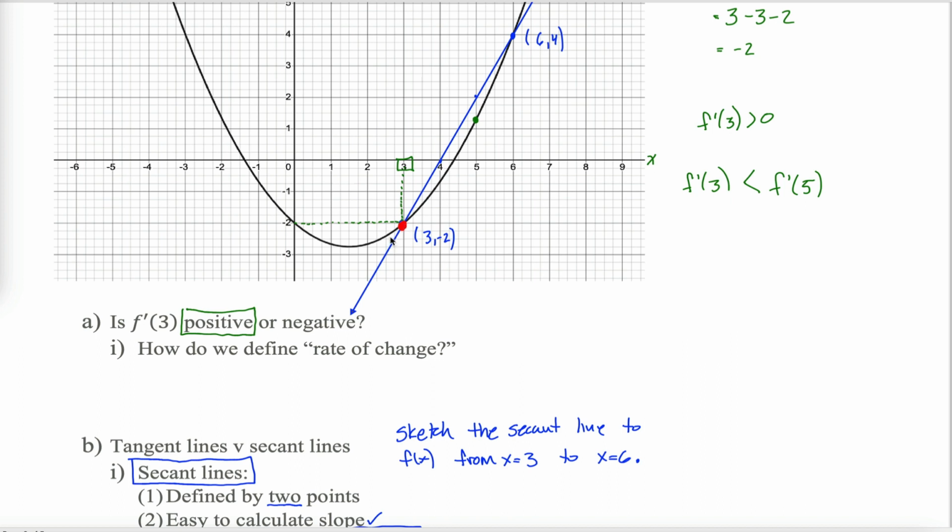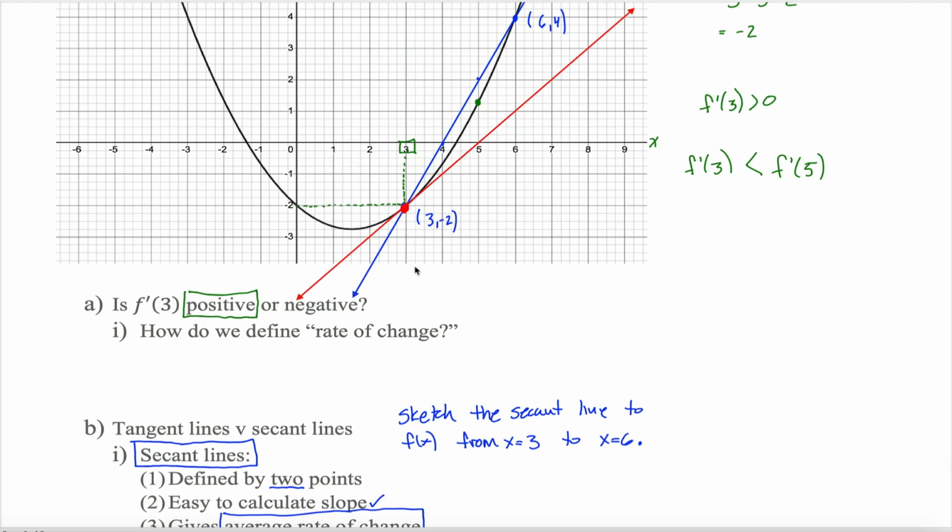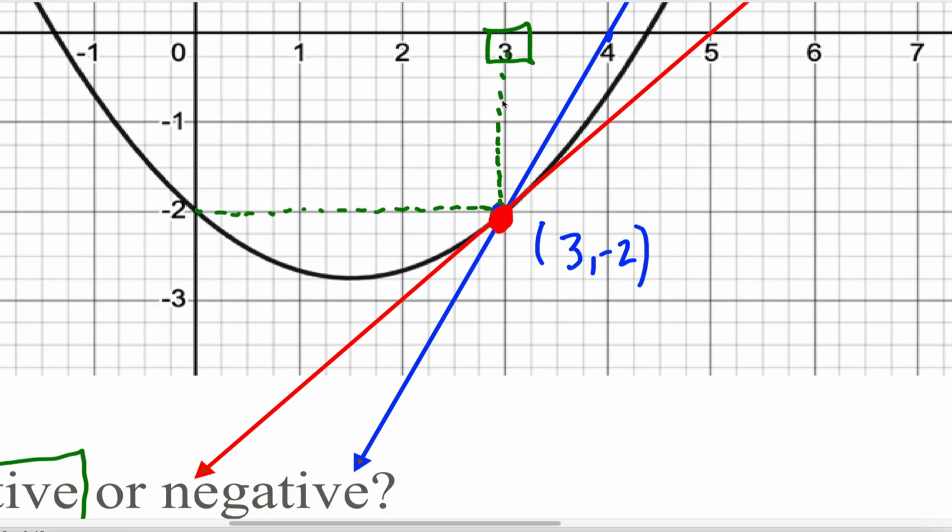Let me give you the answer and then try to explain what's going on. Pictured in red is the tangent line to this function at this point. It's a little bit hard to see, so maybe I can zoom in a little. There's a lot going on here, but completely ignore the green and completely ignore the blue. We're just looking at the function pictured in black and the line pictured in red.